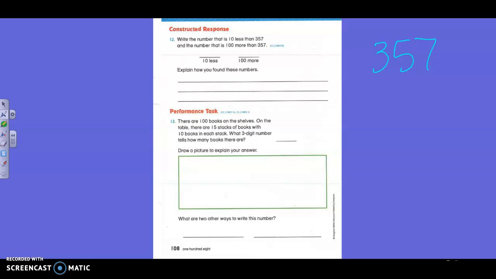Now, the second thing says, and the number that is 100 more than 357. Okay, so it said, how much more? 100. So we are changing the what place? The hundreds place. So my tens and my ones can stay the same. Now, what did it say? 100 more. So that means that we are going up to 4.